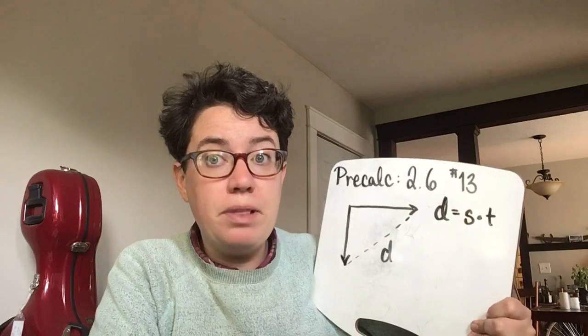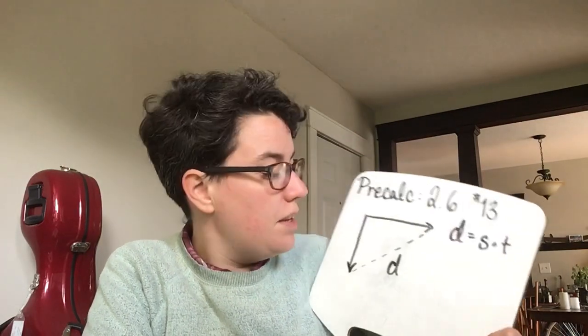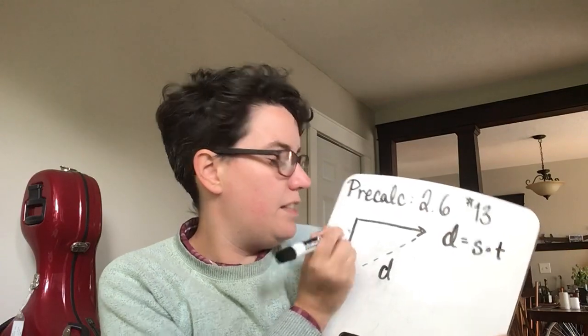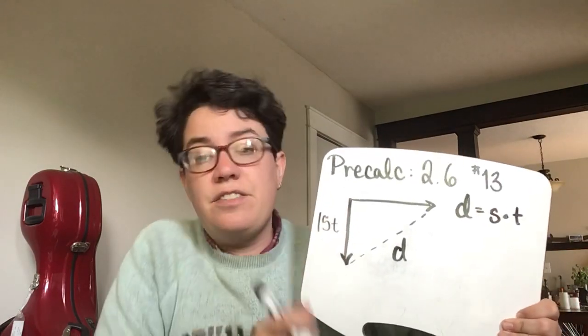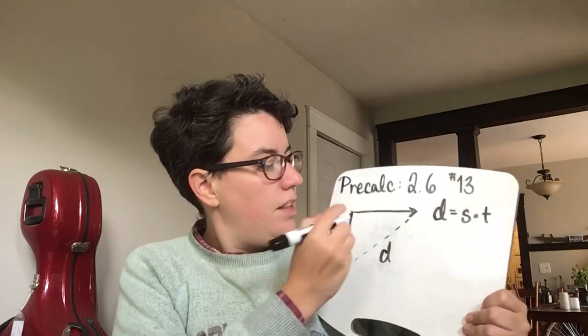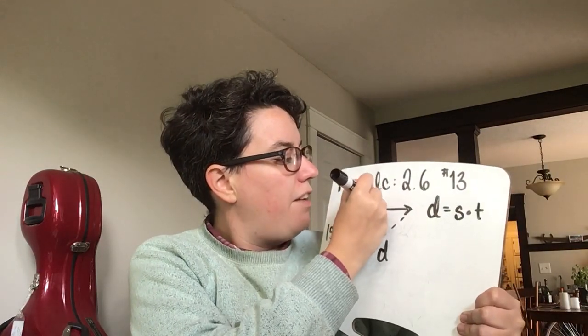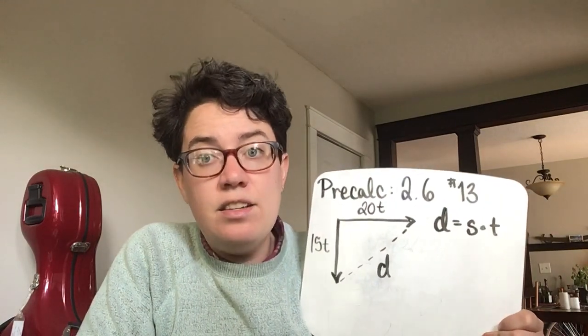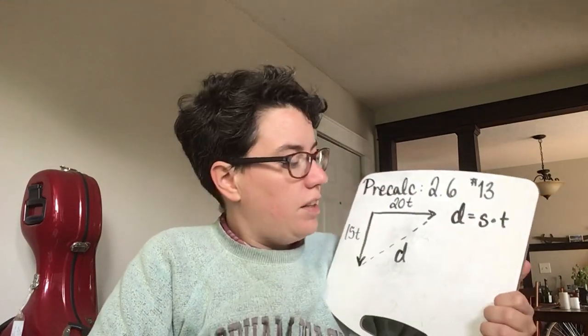So before we can plug this into the Pythagorean theorem, we need to say, all right, well, 15t is this distance. 15 is the speed and then t is the time. And then the faster boat would have 20 times t as its distance. So you need to make sure that you're using those correctly.